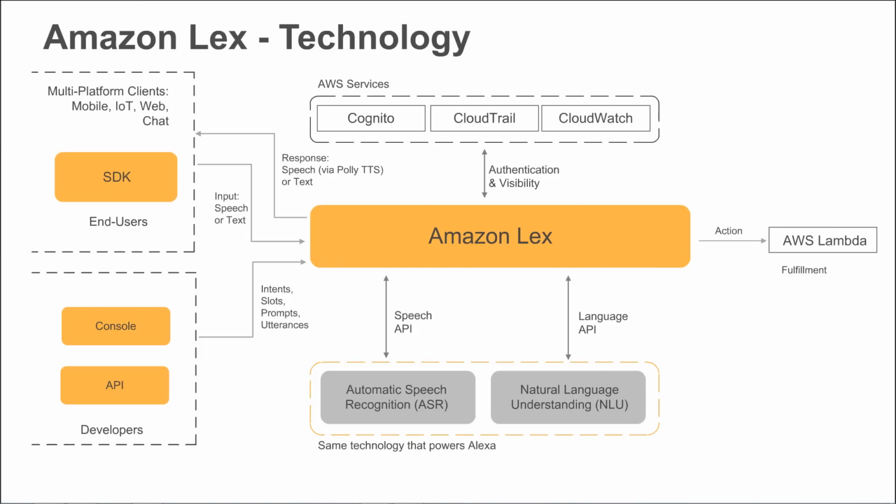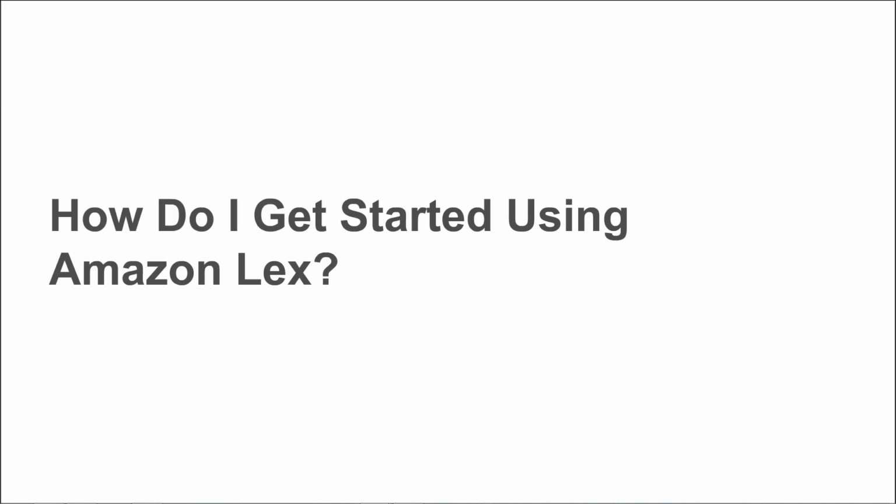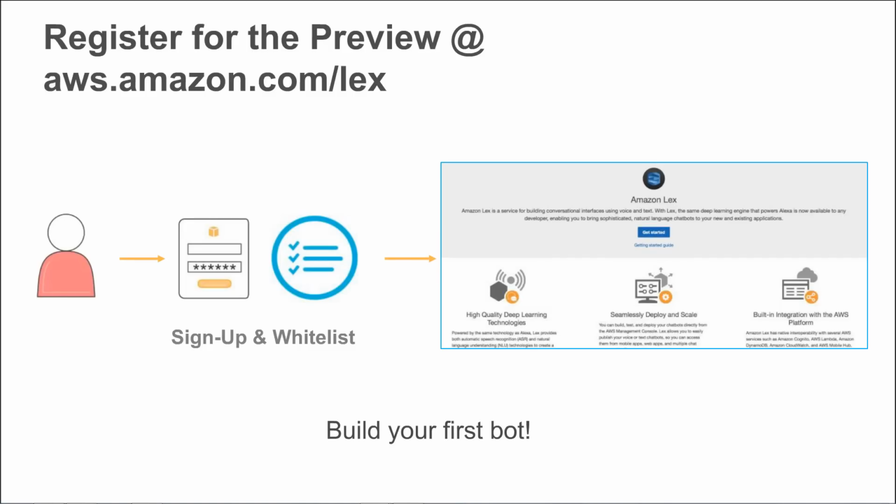That brings us to the end of this presentation, and now we'll be taking questions. How do I get started? So go to aws.amazon.com/lex, and you can quickly register for getting your account whitelisted, and we should be able to whitelist you over the next few weeks. And then once that's done, you'll be able to see Lex in the AWS console. You can start using Lex.